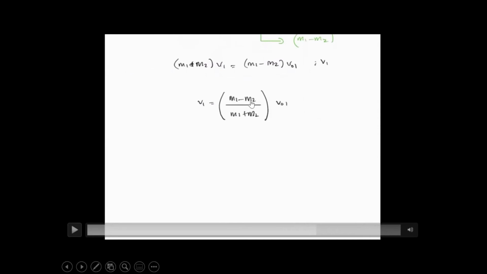All right, so here's the mass of the vehicle, here's the mass of the person, divided by the total mass of the system times the initial speed of the vehicle. So this is called a solution. Now I've got a mathematical expression for the first speed.